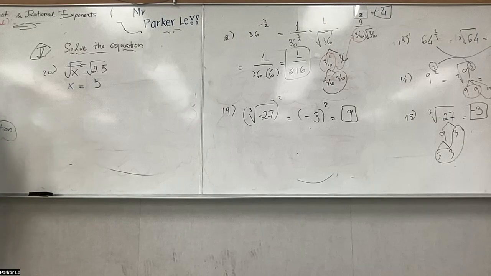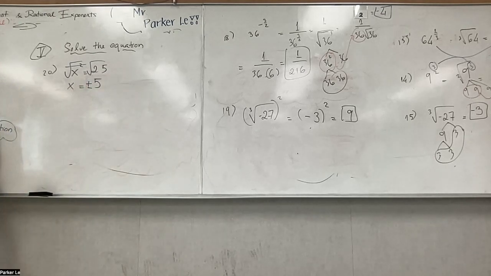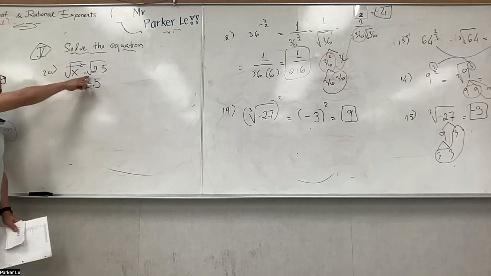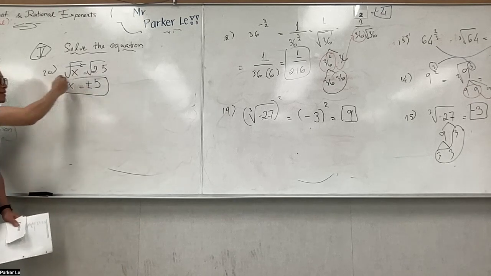Who says yes? All right, who says no? Why no? Yeah, this is not finished. What are we missing? Yeah, plus minus. Remember, when you take the square root and you have a letter, you need to have a plus and minus.